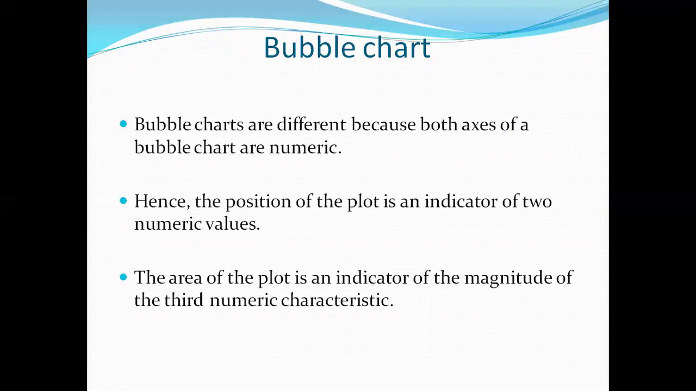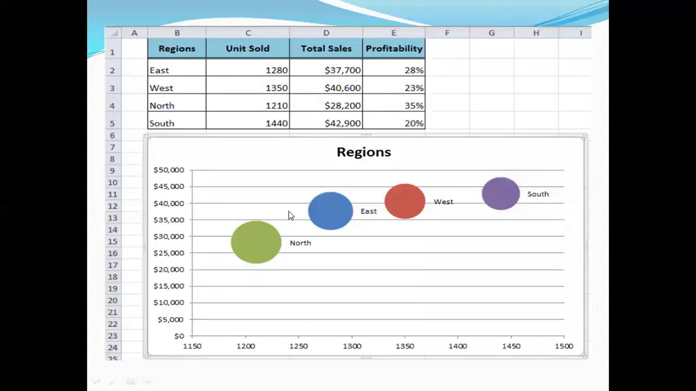Bubble charts are different because both axes of a bubble chart are numeric. This is the main thing you have to remember. X and Y, both have to be numeric. So you cannot take the names of students and their marks. We cannot take this. In a bubble chart, both of the things have to be numeric, and then both of them are placed in the category and value axis. So you can see here units sold and total sales. These are the two things which we are plotting. So you cannot see east, west, north, south on the X and Y axis. Both of them are numerical.